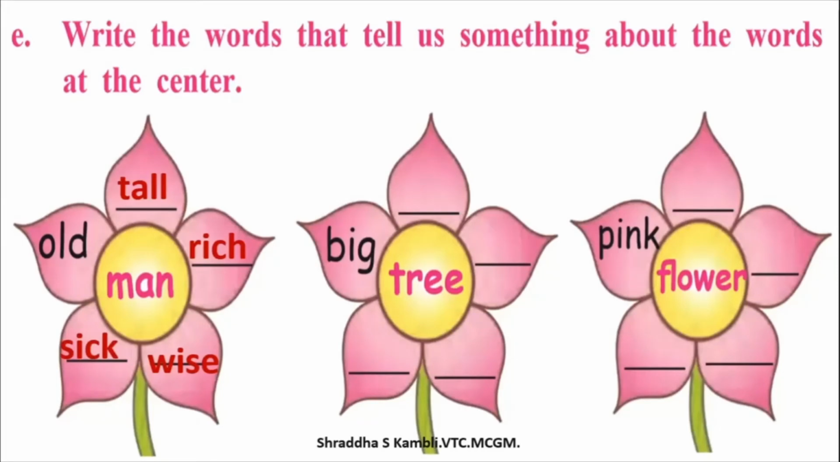Let us see what words you can use to talk about tree. So you can say big tree. You can also say tall tree. Yes, you can say tall tree. You can say beautiful tree, isn't it? Some trees are very beautiful, so you can say beautiful tree also.